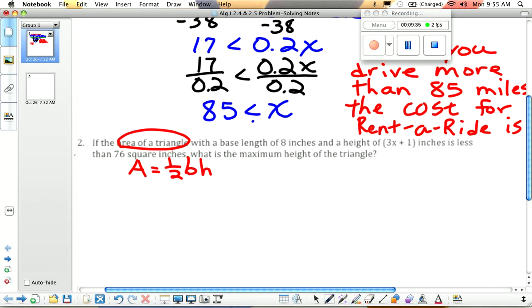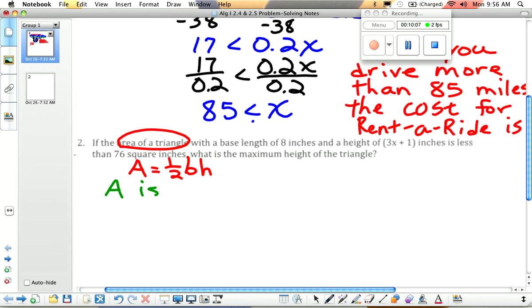So what is it we're finding in this one in words? I don't want your mathematical inequality yet. I want in words. What are we looking for? We're looking for the height of the triangle, okay. But there are some other conditions. What are the conditions? We want the maximum height when what? What do we want the area to be, Todd? Under 76 inches. So that's kind of an important thing to write down.